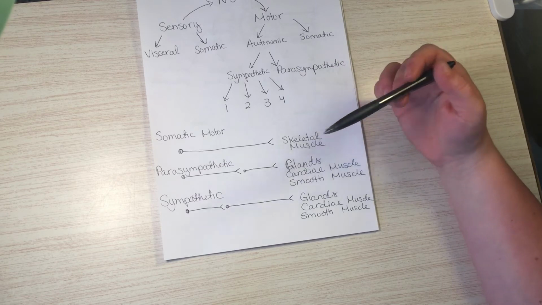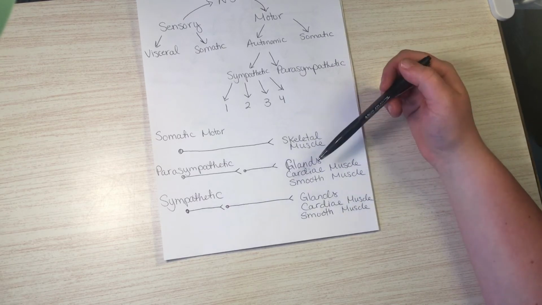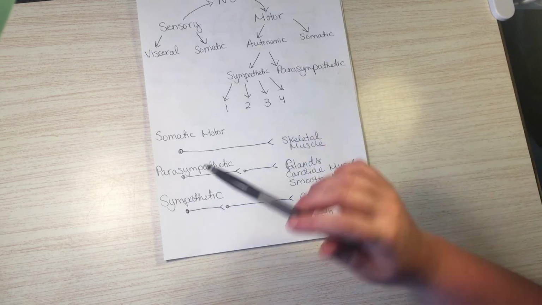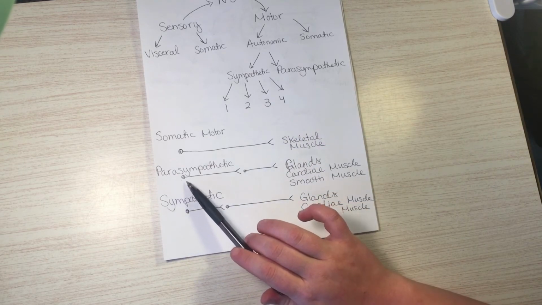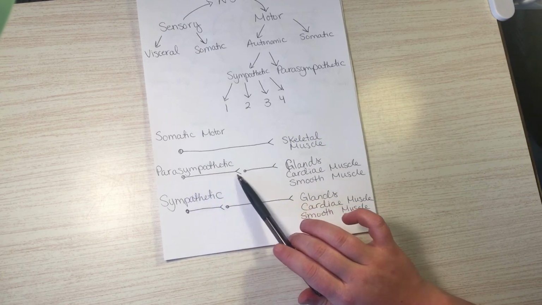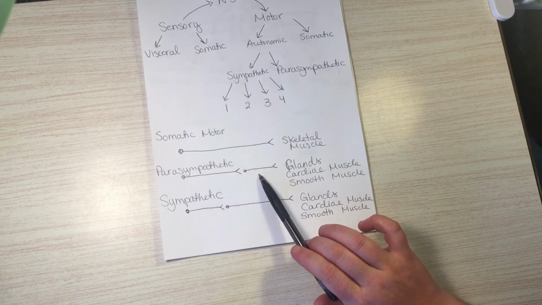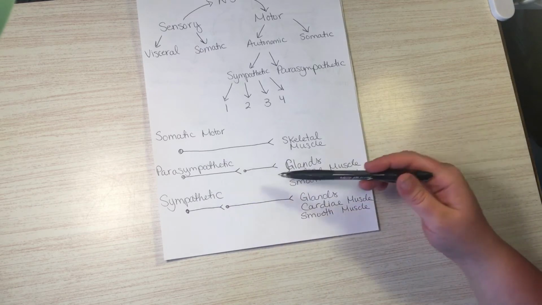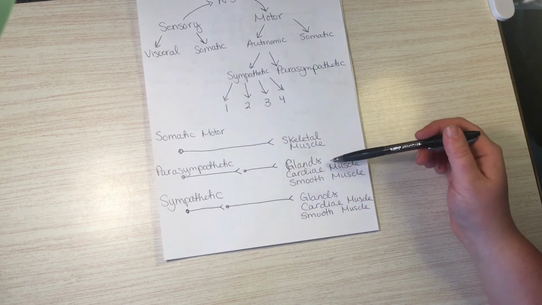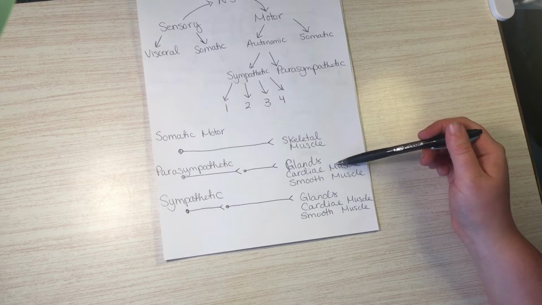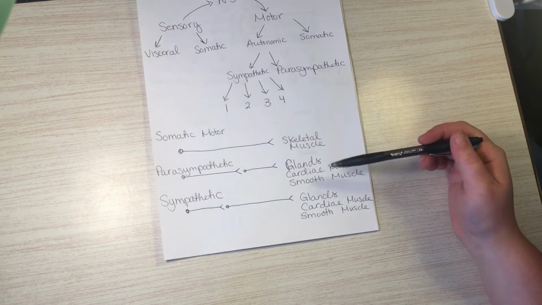In both the parasympathetic and sympathetic, we have 2 neuron chains. What makes them different is in the parasympathetic, we have a long first neuron. The first neuron is called the presynaptic neuron, and a short postsynaptic neuron. And that postsynaptic neuron goes to the target organ, such as glands, cardiac muscle, or smooth muscle.